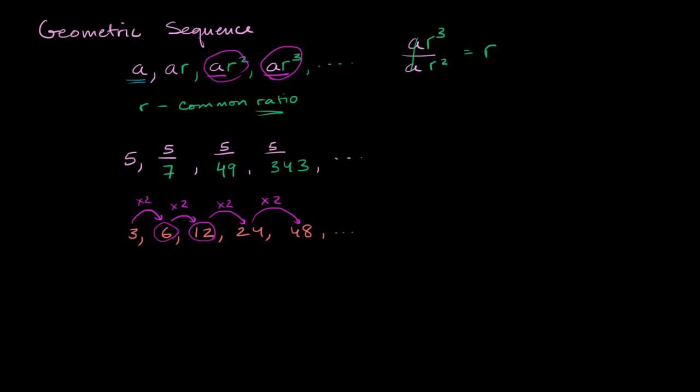So for example, you could have a geometric sequence that looks like this. Maybe you start at 1, and maybe our common ratio here is, let's say, negative 3. So 1 times negative 3 is negative 3. Negative 3 times negative 3 is positive 9. Positive 9 times negative 3 is negative 27. And then negative 27 times negative 3 is positive 81. And you could keep going on and on and on.